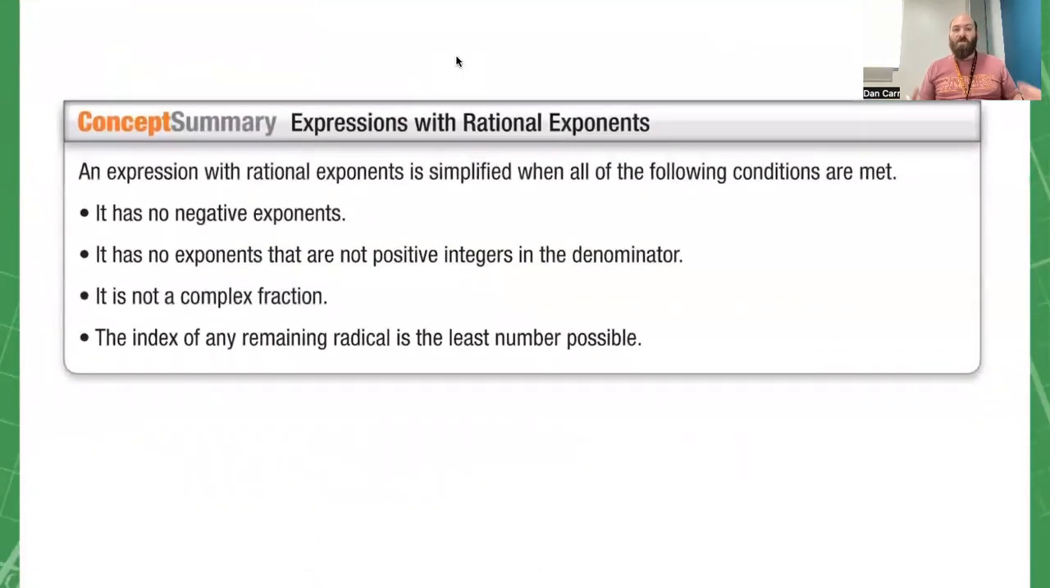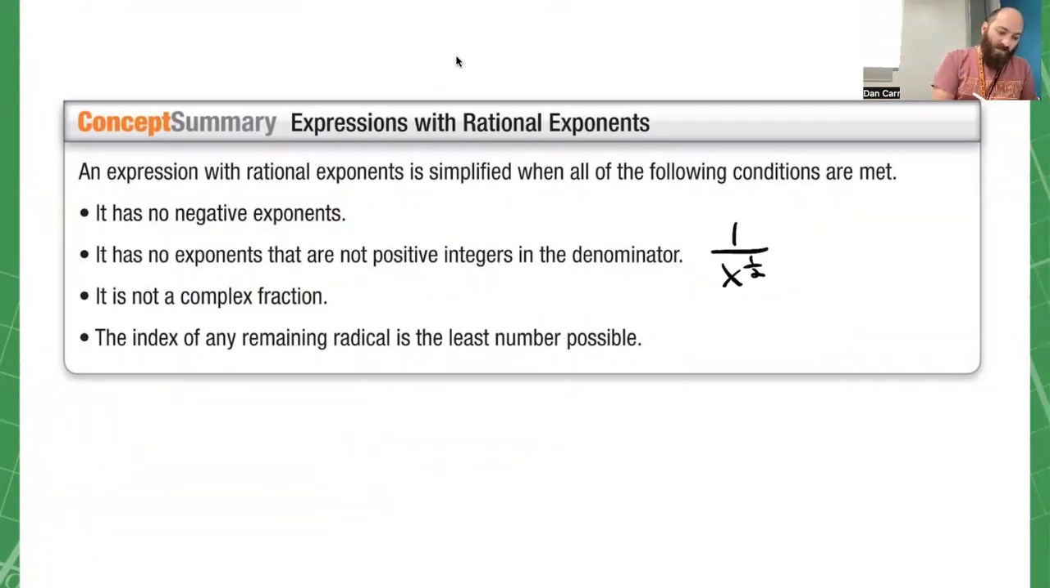I do want to leave it on this one because this is a good summary of how we simplify here. An expression with rational exponents is simplified when all the following conditions are met. We do not want any negative exponents. It has no exponents that are not positive integers in the denominator. So for example, if I have 1 over x to the 1/2, that's not what we want. I don't know off the top of my head what this would become, but basically we've got to get rid of all fractions in my denominator.